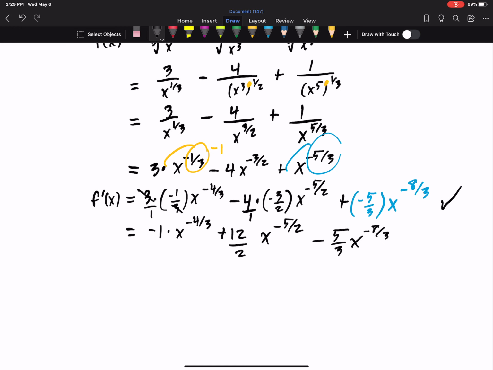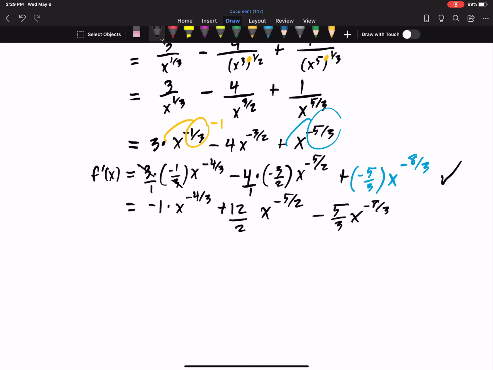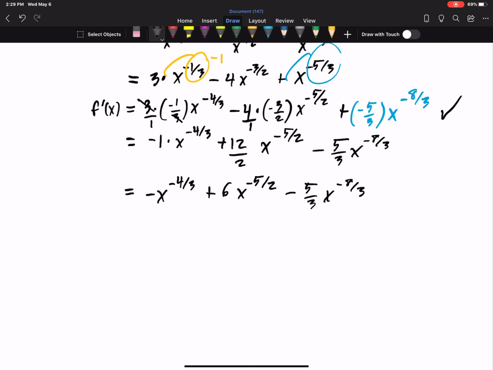Now we can simplify this just a little bit further. This minus 1 doesn't really need to be here. We can just say minus x to the minus 4/3 power. And then 12 over 2, hey, that's just 6. Then we have x to the minus 5/2, minus 5/3 x to the minus 8/3. All right, continuing along, we're going to take our negative exponents, bring them down to the denominator where they belong as a final step. You could also stop here.